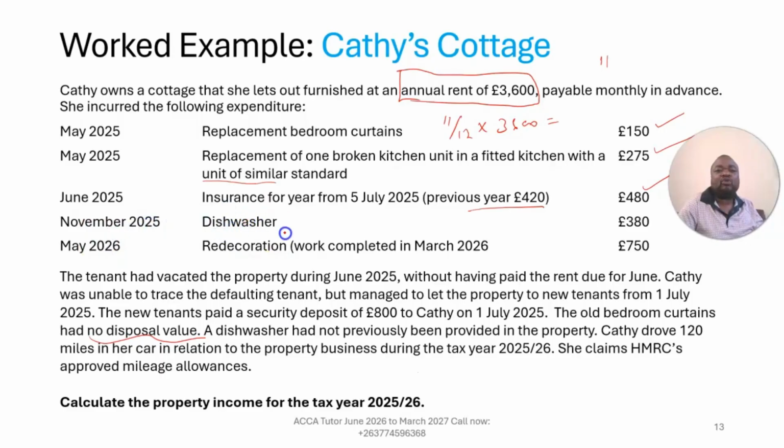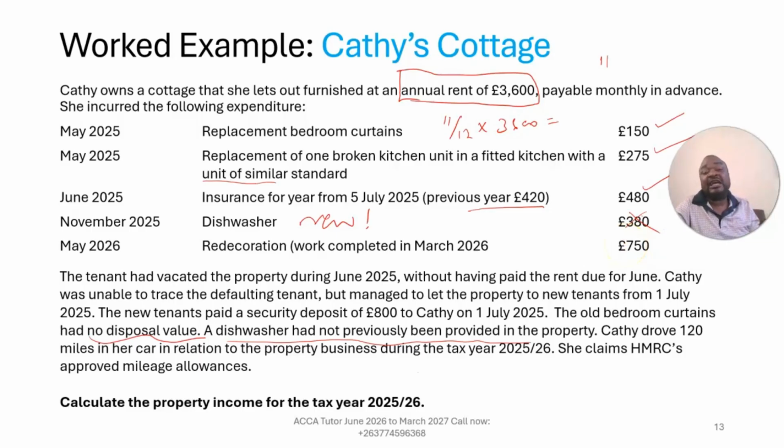In November, there was a dishwasher purchase. We were told here that the dishwasher had not been previously provided in the property. So this one was a new purchase. Being a new purchase, we are not going to deduct it. So this one is not allowable. That's not an allowable expense.